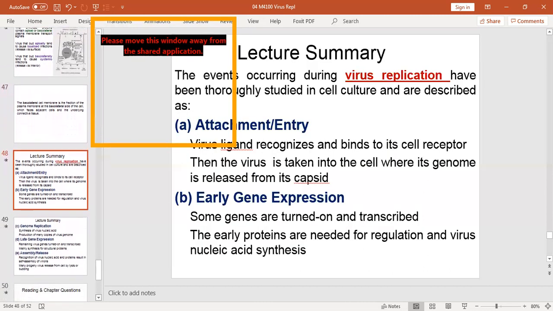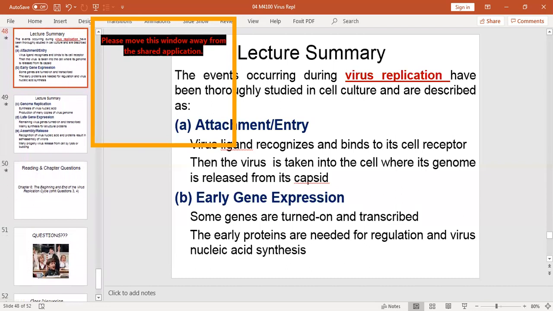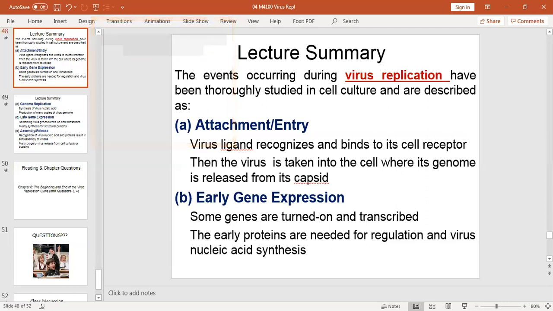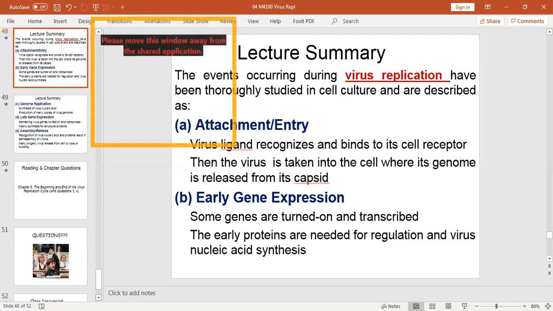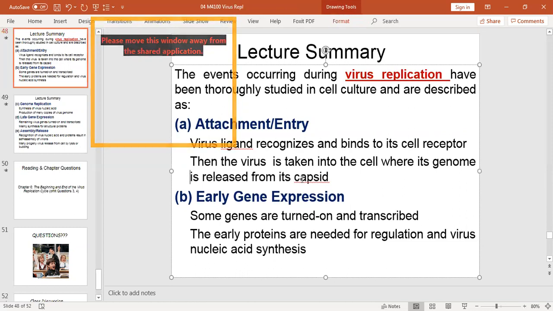So, the summary of the lecture: the events occurring during viral replication have been studied in detail in cell culture, and they are described as A, attachment and entry. Virus ligand recognizes specifically and binds to its host cell receptor. After this specific recognition and interaction between ligand and receptor, the virus is taken into the cell where its genome is being released from the viral capsid. The process is called uncoating.